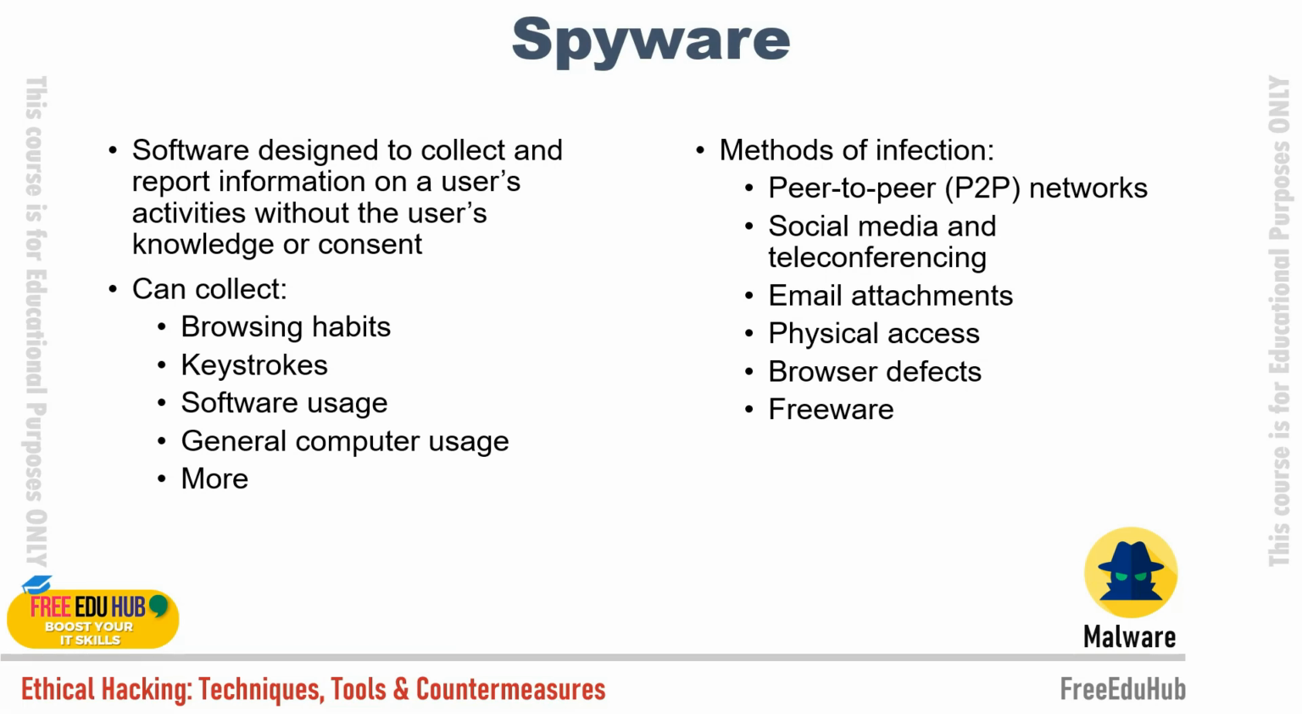Physical access. Once the attacker gains physical access to the victim system, it becomes relatively easy to install spyware on the computer. Browser defects. When a user forgets to update the browser, there are high chances that it would be infected by some kind of spyware. Or freeware. Downloading free software from an untrusted source could even download additional files which you would not like to install on the computer yourself.